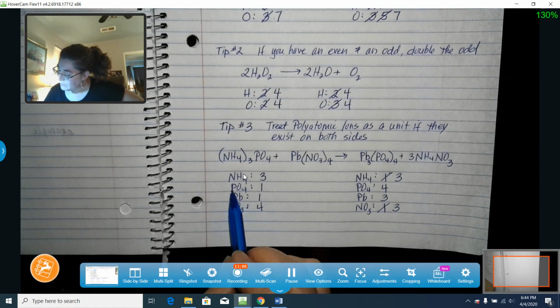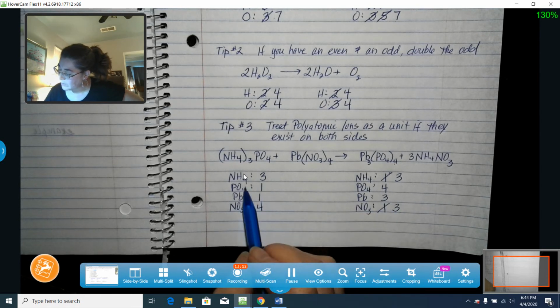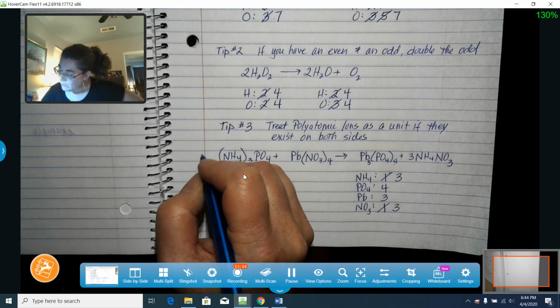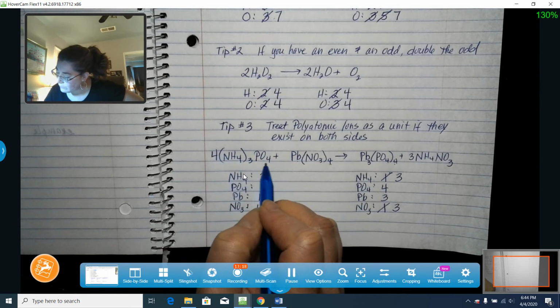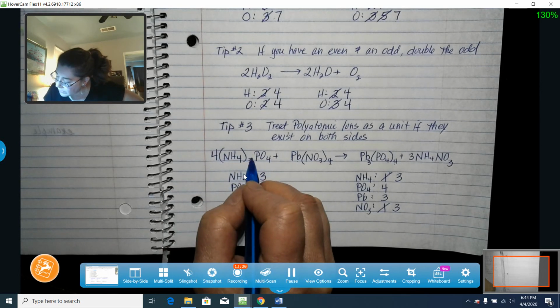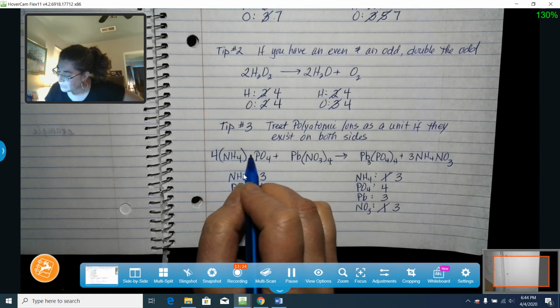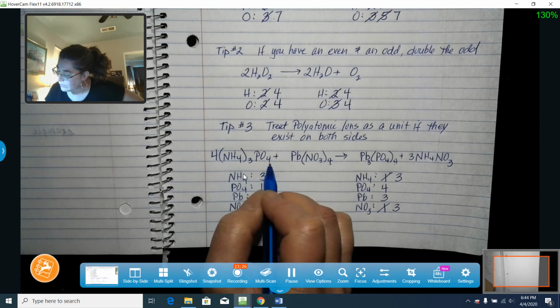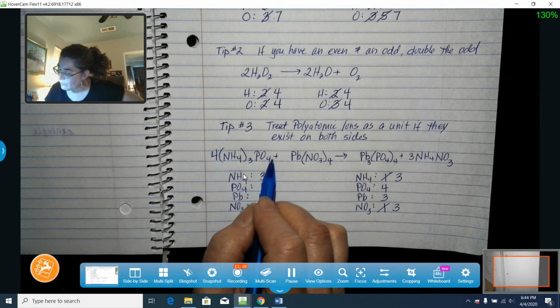This is my PO4. I have 1 on this side. I have 4 on this side. So I'm going to make this a 4 by putting a 4 in front of this. I have to put it in front of the formula, okay? I can't put it in between. This is all one thing. See how there's no plus in here? This is all one thing. So I've got to put the coefficient in front of the whole formula.